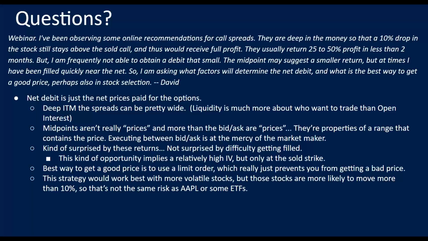But David's frequently not able to obtain a debit that's that small. The midpoint may suggest a smaller return, but at times you get filled quickly near the net. And in this case, he means net debit, which is just, right, the price of the option you buy minus the price of the option you sell. So what factors determine the net debit and what's the best way to get a good price?